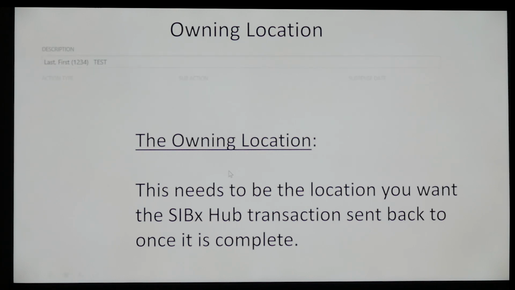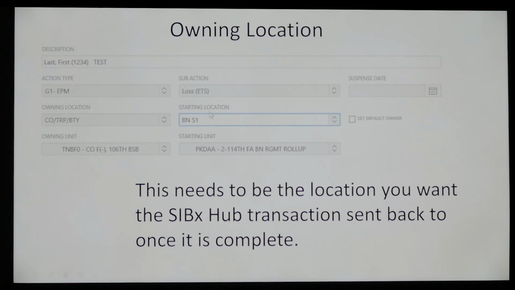The owning location. Here in the owning location, you're going to see company, troop, and battery. This needs to be the location you want the SIBx Hub transaction sent back to once it's complete. This is typically the person who's generating the transaction. It'll be your location. So here we have the action type, G1 EPM, the sub-action, loss ETS. We ask that you keep all suspense states empty. You choose your owning location, and the next thing we're going to talk about is our starting location.